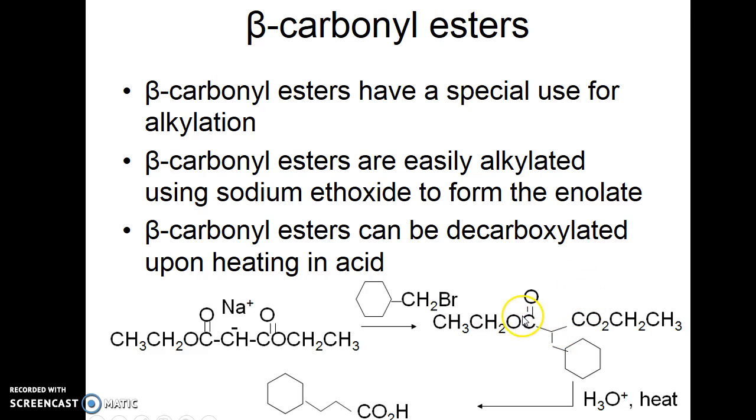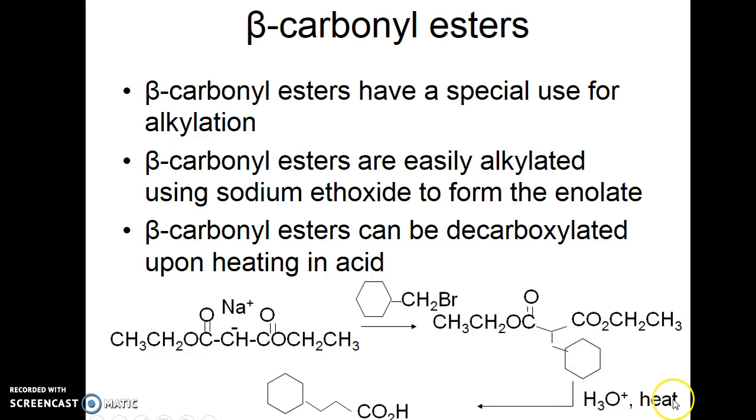When you have two carbonyls together, they're more acidic than just one, and so we can use something like sodium ethoxide to form 100% of the enolate. You get 100% deprotonation. What's special about beta carbonyl esters is what we can do after we alkylate. So let's just look at this example down here. We can take this beta carbonyl ester, take the enolate, treat it with an alkyl halide, notice it's primary, and we end up getting substitution on the alpha carbon.